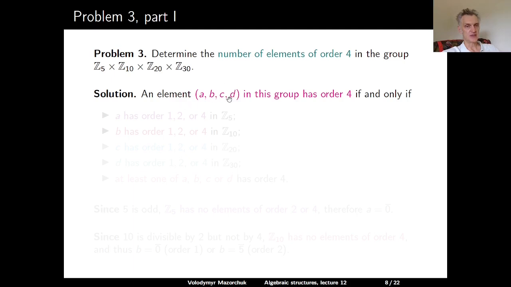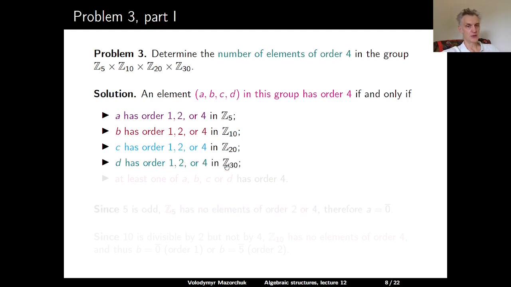So an element A, B, C, D in this group has order 4 if and only if the following conditions are satisfied. A should have order 1, 2 or 4 in Z5. B should have order 1, 2 or 4 in Z10. C should have order 1, 2 or 4 in Z20. D should have order 1, 2 or 4 in Z30. And at least one of these 4 elements should have order 4.